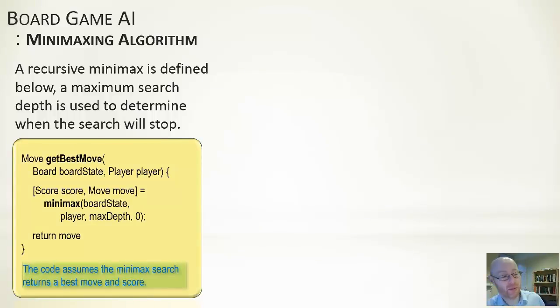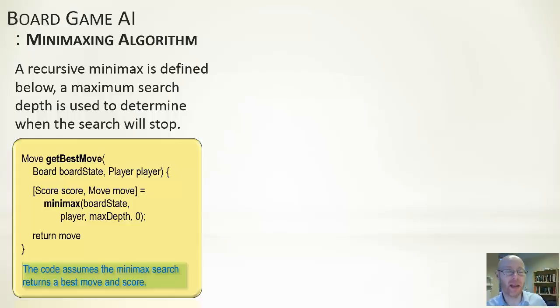We're going to define getBestMove, which will return a move. You call this and pass in the board state, which is the current state of the game, and you say which player is making the move. It's important to understand whose move we're trying to optimize, to maximize. So the method will give you back the move to make.